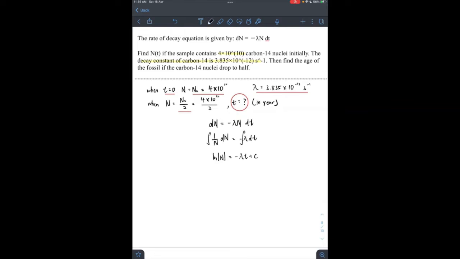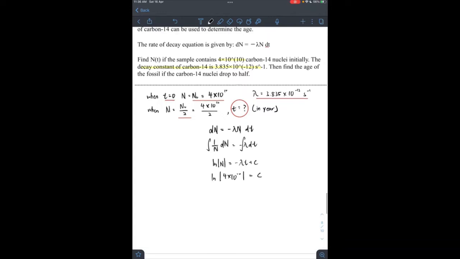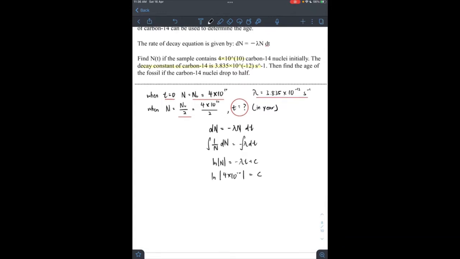Okay, now we can substitute the information given. So when t equal to 0, N naught equal to 4 times 10 power of 10. So this can be written like this. So when t equals 0, we solve for c. Yeah, so c equal to this. So our equation becomes this, times t plus 4 times 10 power of 10.